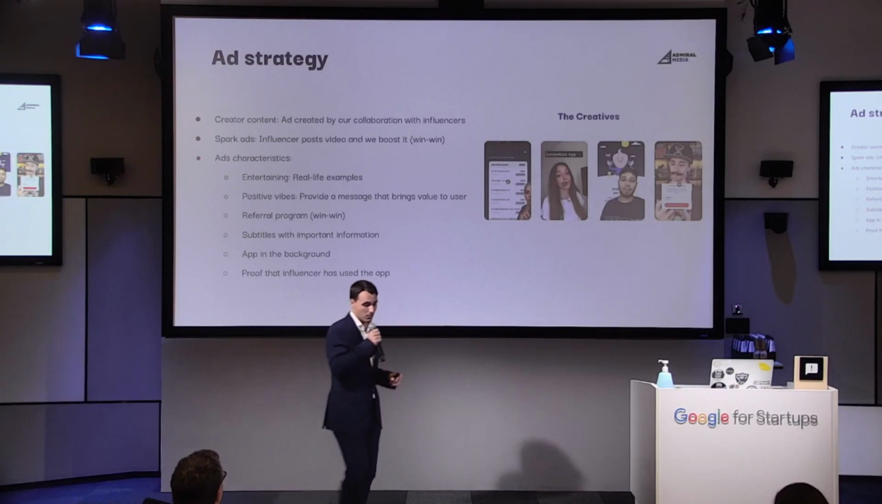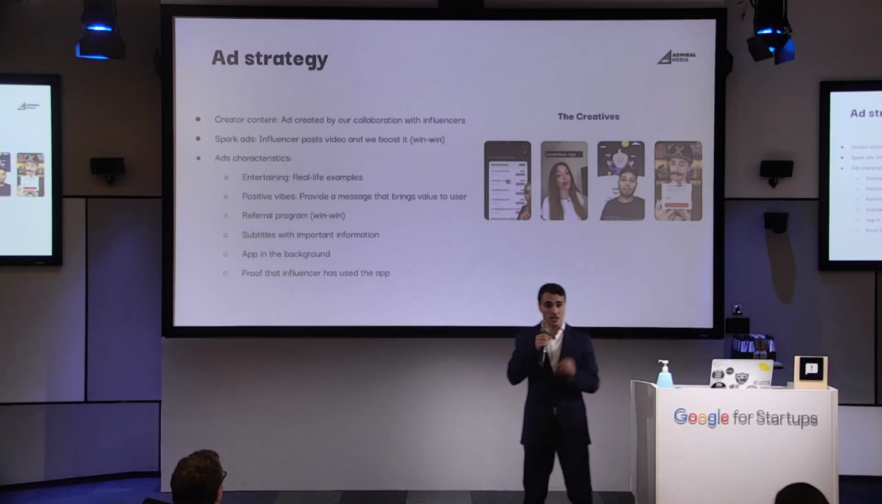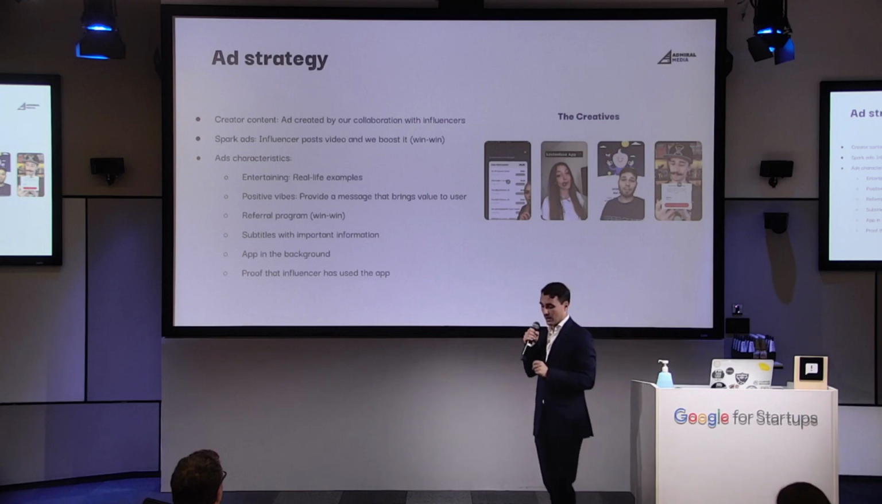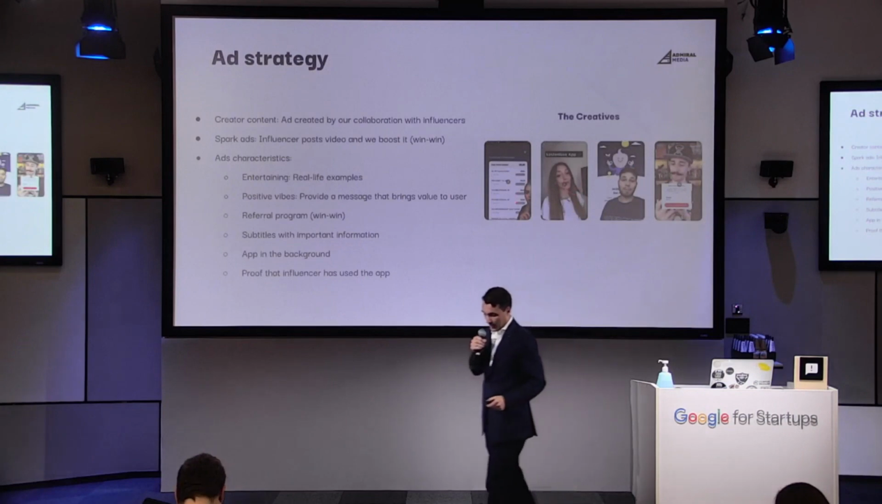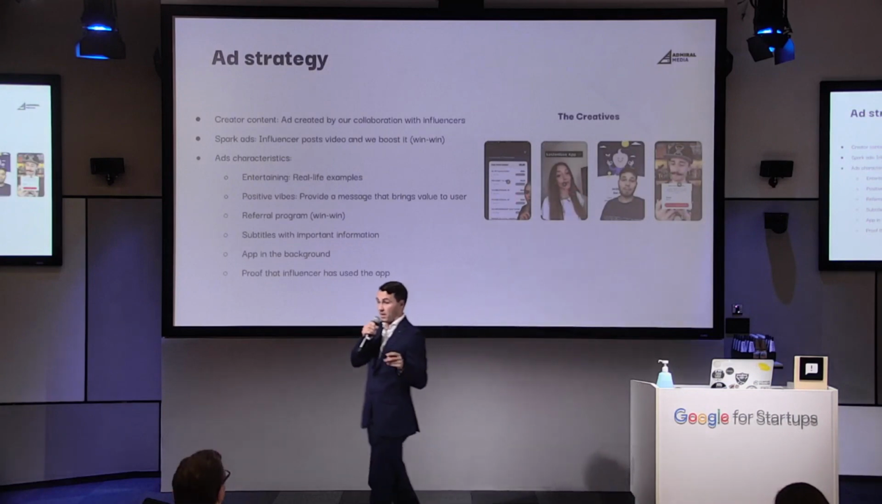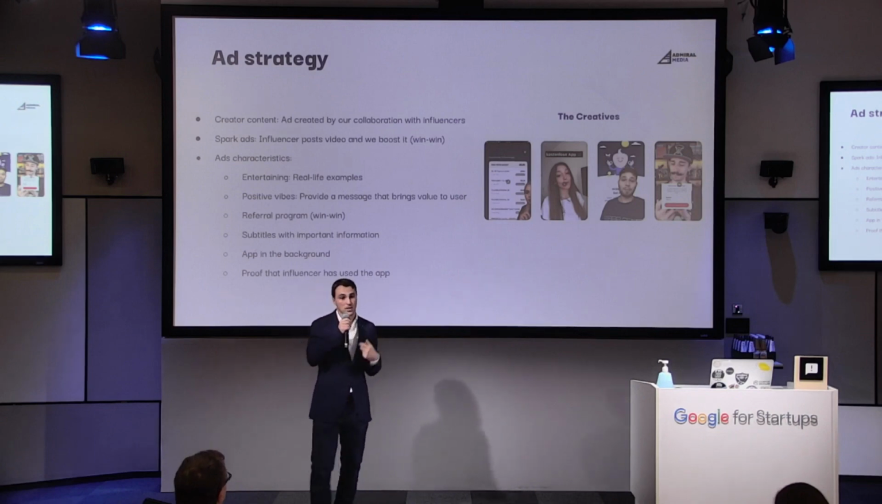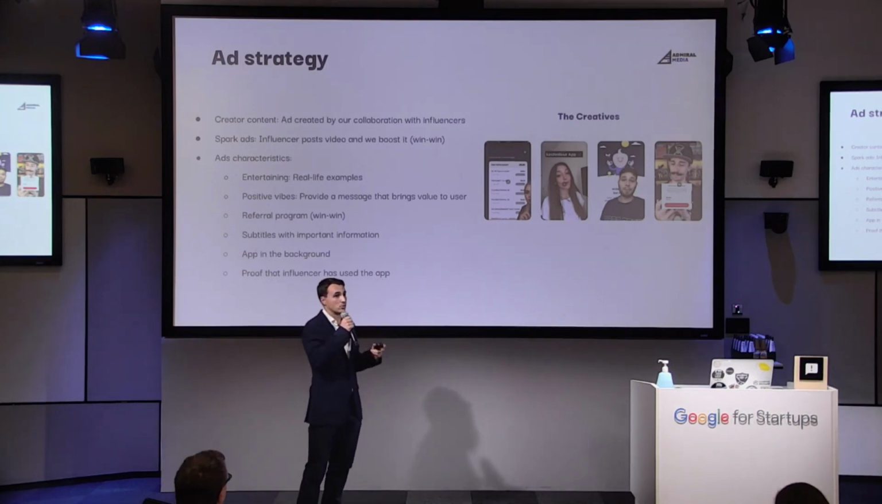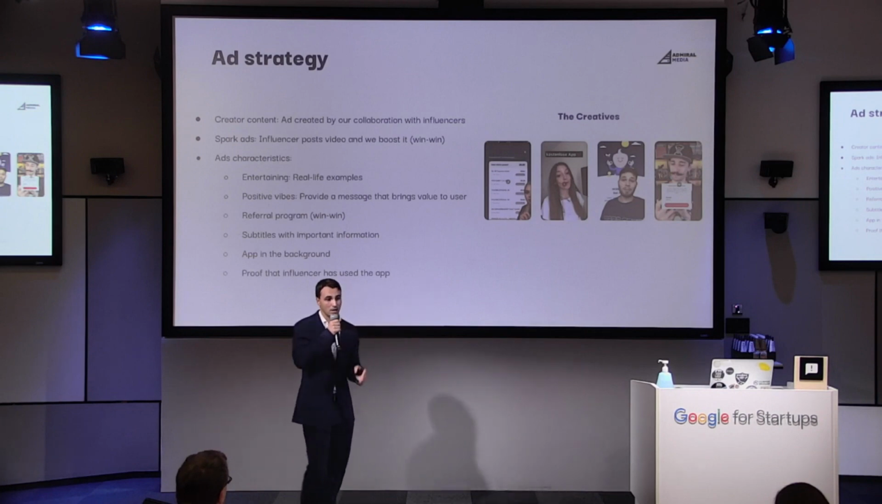Finally, the last three. Subtitles with the key information, not everything that she was saying, but the key information up in the background, as you can see in the example. And finally, proof that the influencer has used the app. She was showing her account and her balance, in which the users were able to see that she spent money inside the app and she was making money in the app.